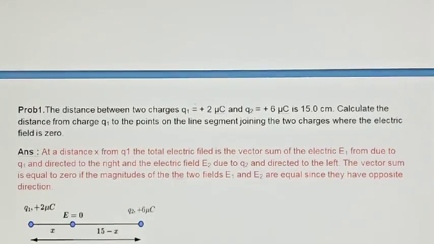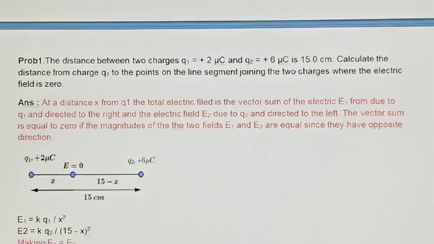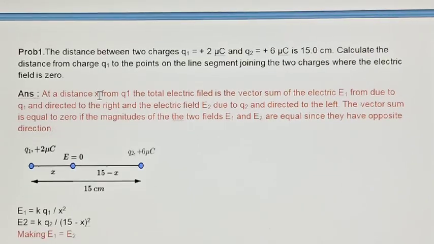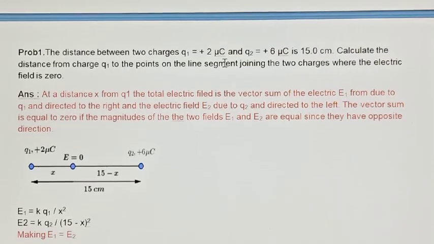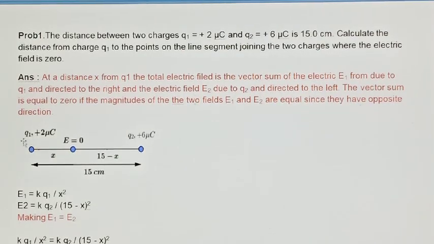Let us see a problem. The distance between two charges, 2 microcoulomb and 6 microcoulomb, is 15 centimeter. Calculate the distance from charge Q1 to the point on the line segment joining the two charges where the electric field is 0. Now as you can see in this problem, this is Q1, 2 microcoulomb, and Q2, 6 microcoulomb, separated by 15 centimeter.